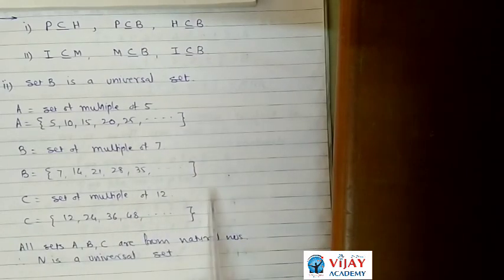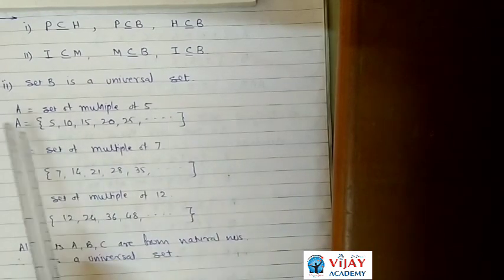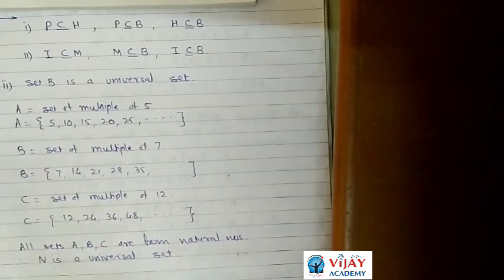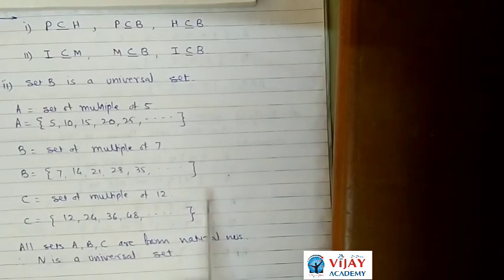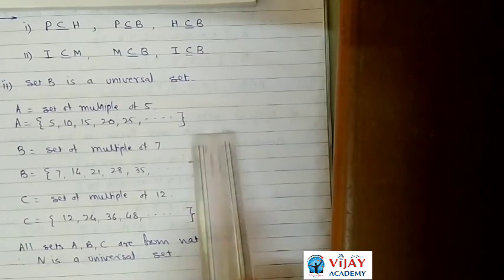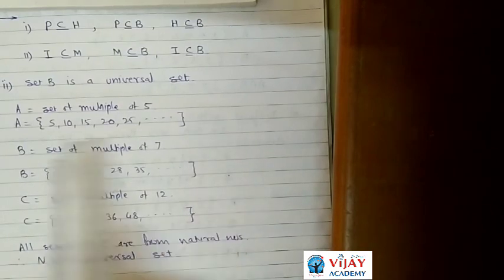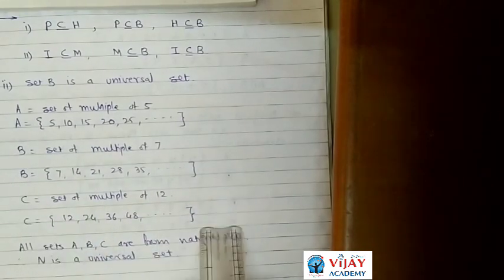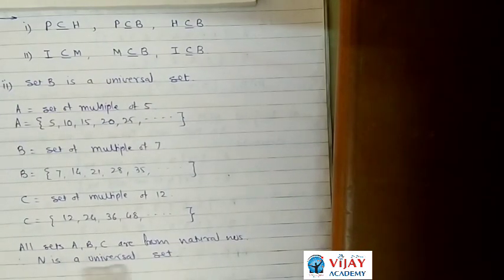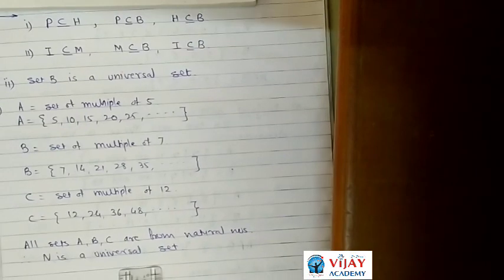Now all the sets belong to the natural numbers, means all the elements of the given sets A, B, C belong to the natural numbers. So we can consider the natural numbers as the universal set. Means A is a subset of natural numbers, B is a subset of natural numbers and C is a subset of natural numbers. So in this case N is the universal set.